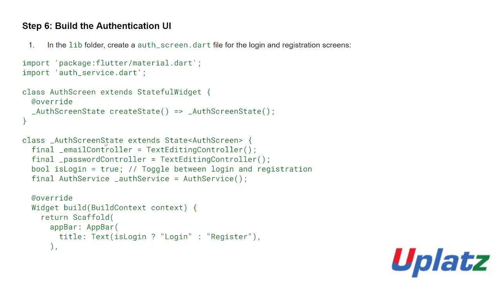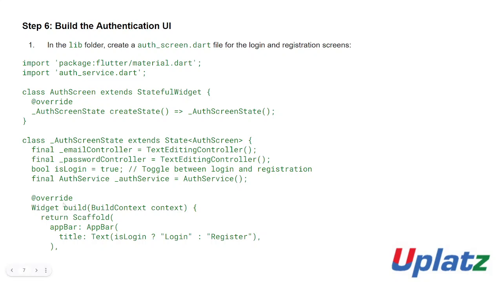class _AuthScreenState extends State<AuthScreen>, this one. Then final _emailController is equal to TextEditingController(). Final _passwordController is equal to TextEditingController(). bool isLogin is equal to true, to toggle between login and registration. Final AuthService _authService is equal to AuthService().